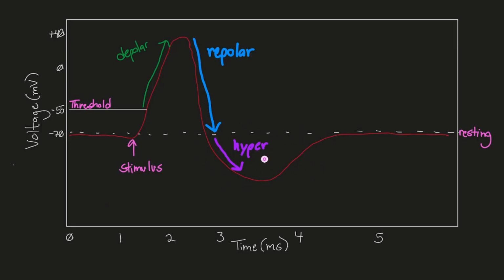Now with hyperpolarization, this is when the cell overcorrects and it becomes a lot more negative. That's why it's called a hyperpolarization. It's going below the resting potential and having a more negative voltage. And finally, it does come back to rest here and restabilizes, waiting for the next action potential.